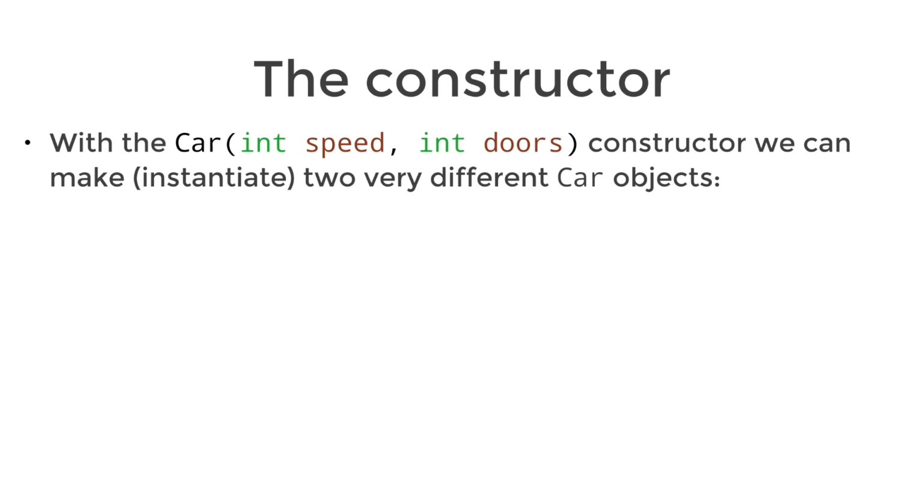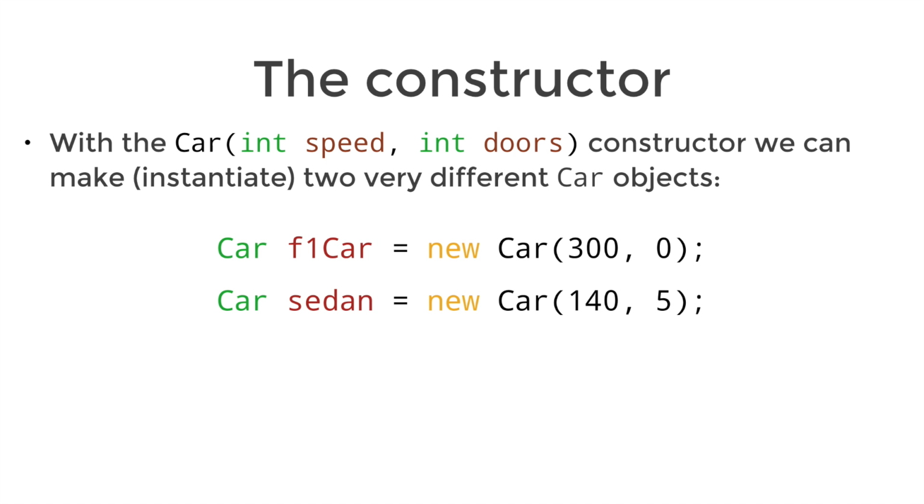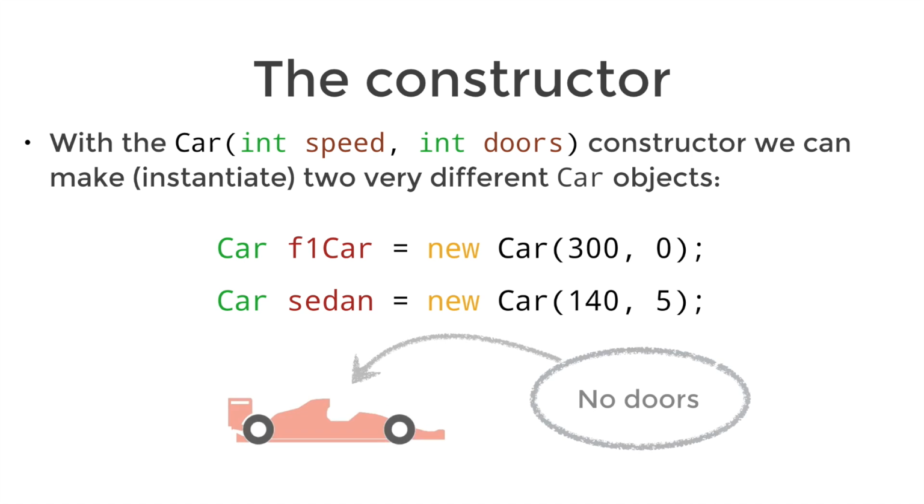That means we can create very different types of cars using this constructor. We can create an F1 car with a speed of 300 and no doors. We can also create a sedan with a speed of 140 and 5 doors.